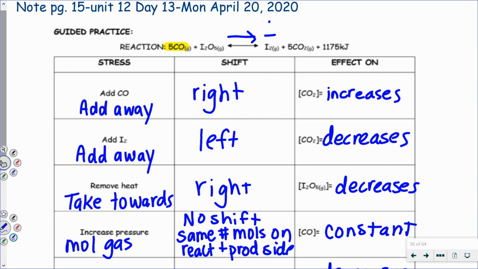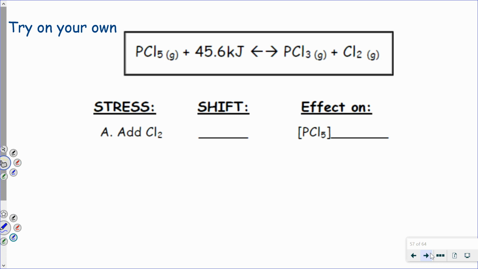So here is the first reaction, and I'd like you to try this out. If I add chlorine to this reaction, I want you to tell me which way it will shift and what it will do to the concentration of PCl5. So you can pause the video.